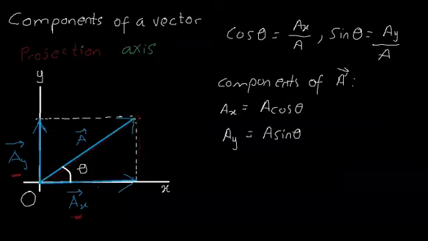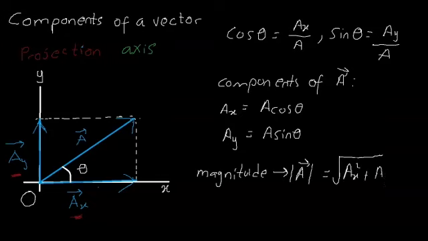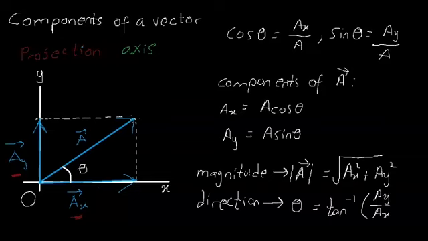These components form two sides of a right triangle with a hypotenuse of length A. Thus, we can represent the magnitude and direction of the vector A in terms of its components. We can write its magnitude as the square root of AX squared plus AY squared, and its direction, theta, as the tan inverse of AY over AX.